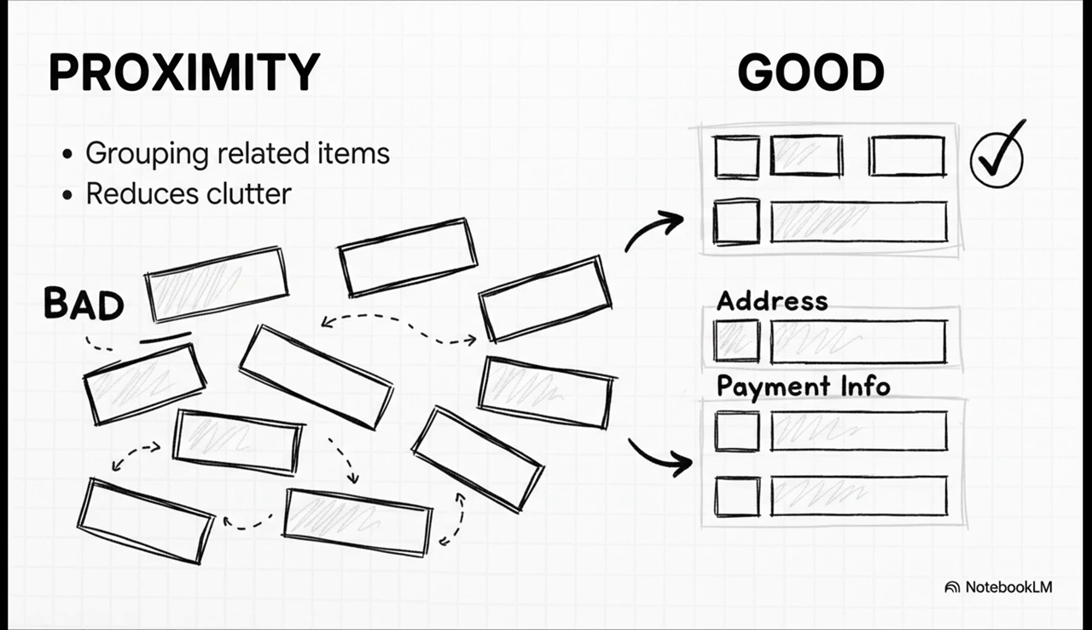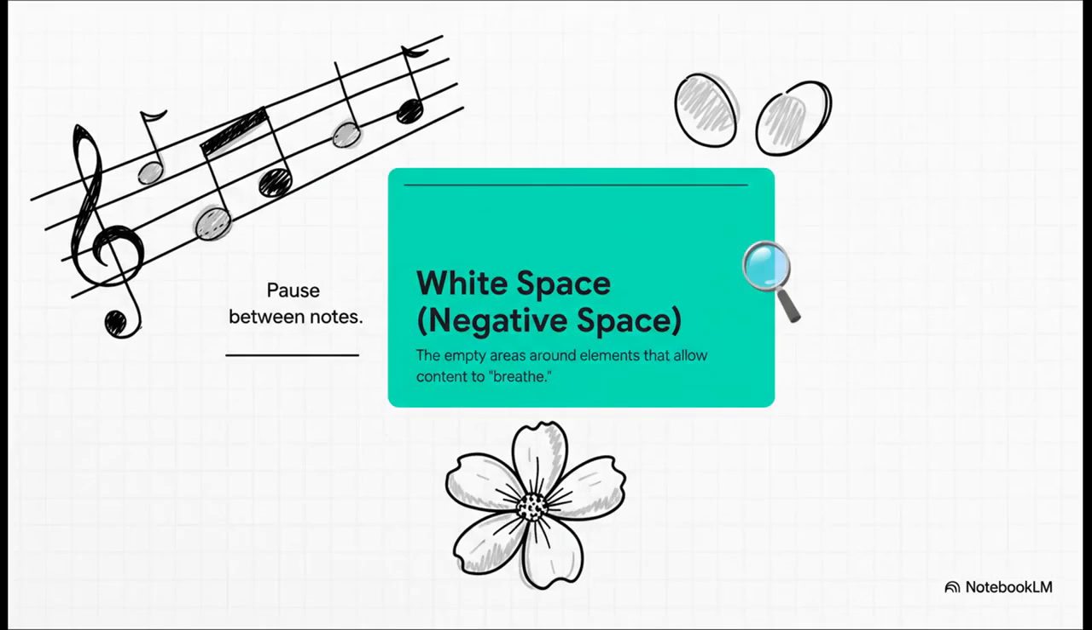You know when you're filling out a form online? All the address fields, street, city, state, zip, they're all huddled together in one neat little block, right? That's proximity at work. It takes a bunch of information and organizes it into chunks that are way easier for our brains to process. And our final foundational principle is white space.